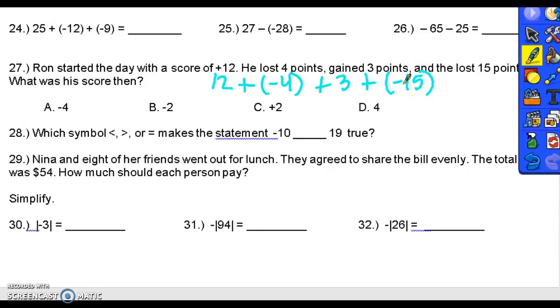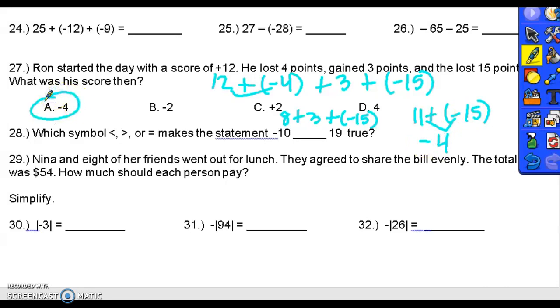Add left to right. 12 plus negative 4, my signs are different. So I subtract. 12 minus 4 is 8. Bring everything else down. 8 plus 3 is 11. Bring everything else down. My signs are different, so I subtract. 15 minus 11 is 4. 15 is the number with the highest absolute value, so my answer is negative. So the answer is A, negative 4.